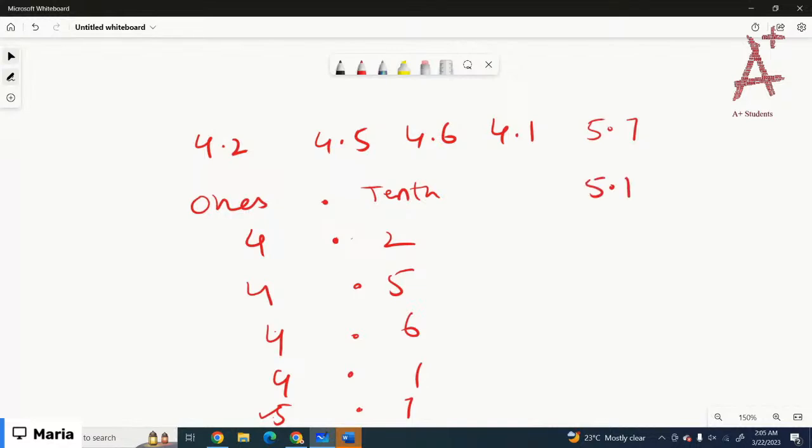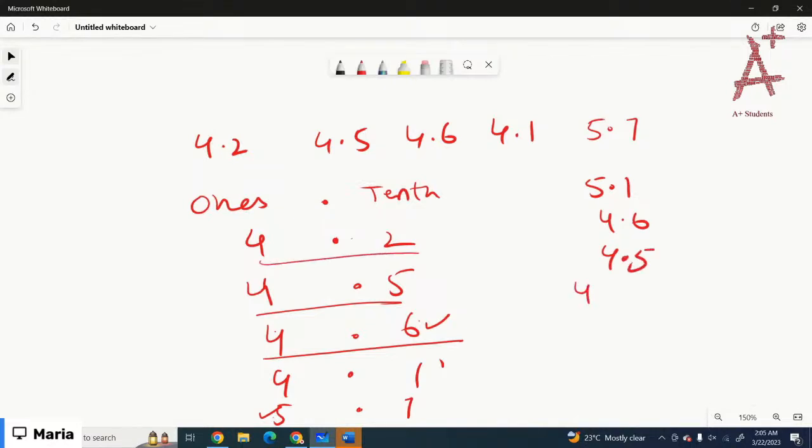Now for the rest of the four numbers, they have the same whole number. Look at their decimal numbers. Which one is greater? 2, 5, 6, 1. From all these numbers, 6 is the greatest. That means after 5.7, the next one is 4.6. Then after 4.6, you have 4.5. Then you have 4.2. And the least one is 4.1.